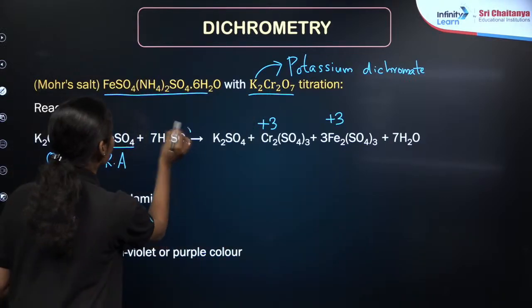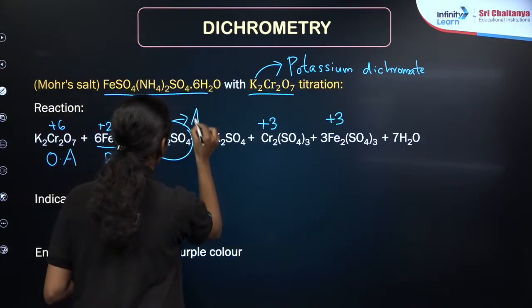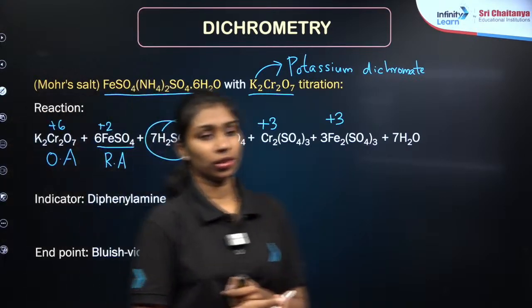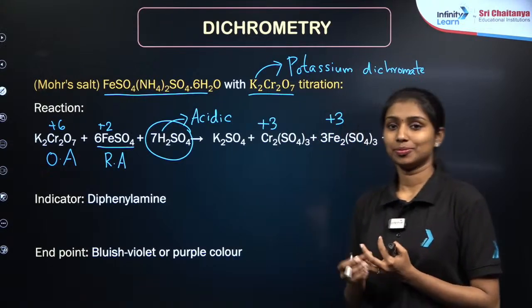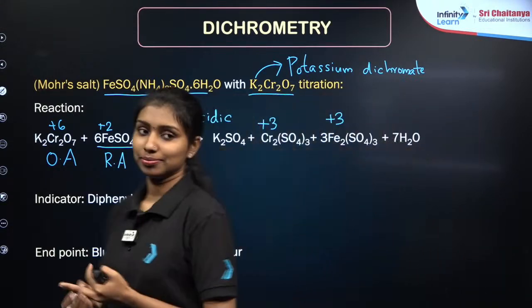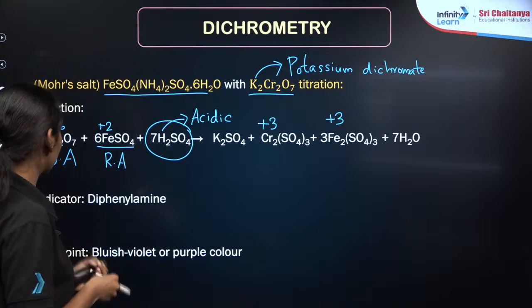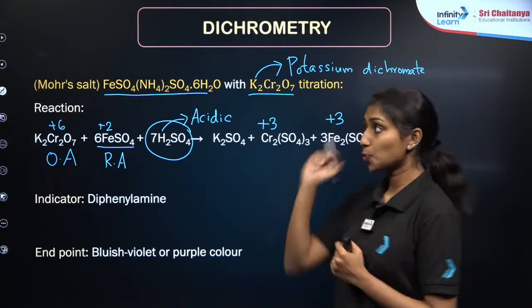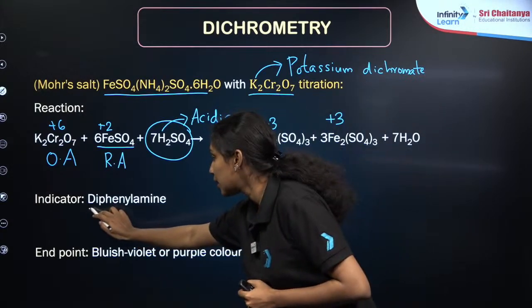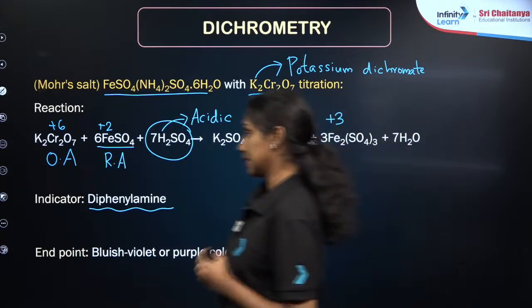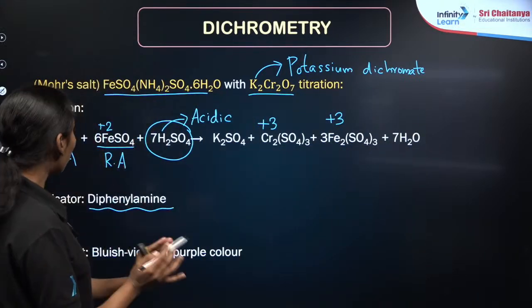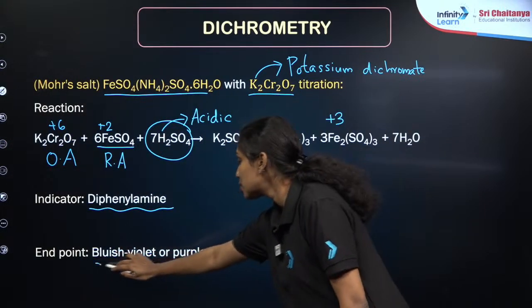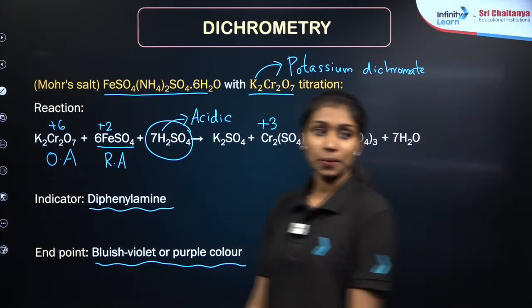Again, this also always happens in an acidic medium, for example H2SO4. Then what will be the indicator used in this particular reaction? Diphenylamine, right? Diphenylamine is one of the important redox indicators used in the dichromatic titration. So this name is also very important, the diphenylamine indicator. Because of the presence of the indicator, towards the endpoint, a purple or bluish violet color appears. Clear?